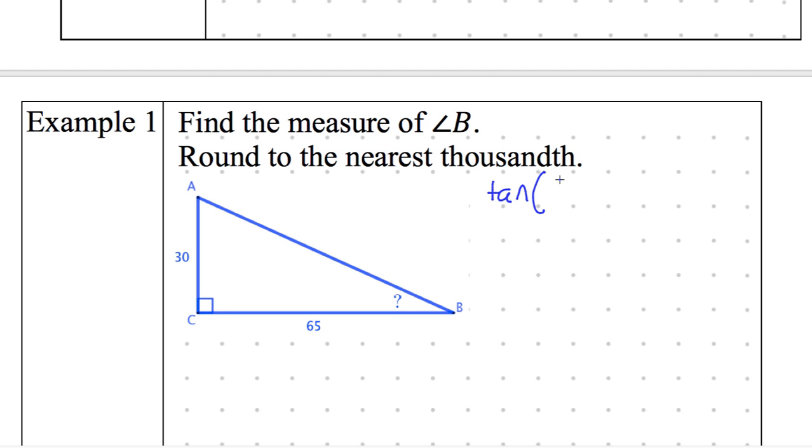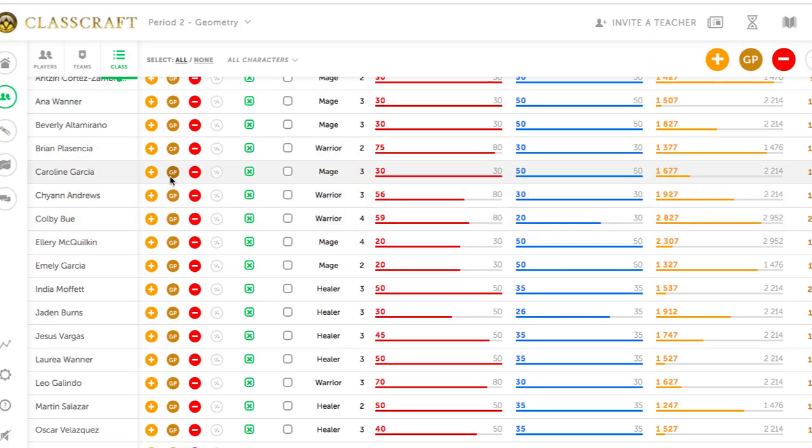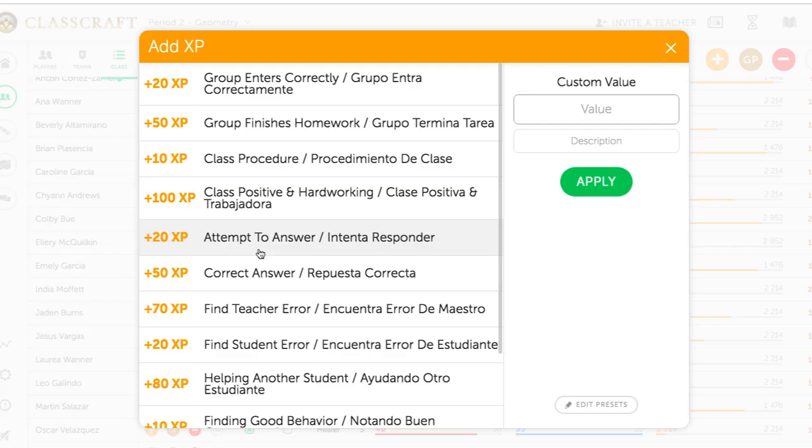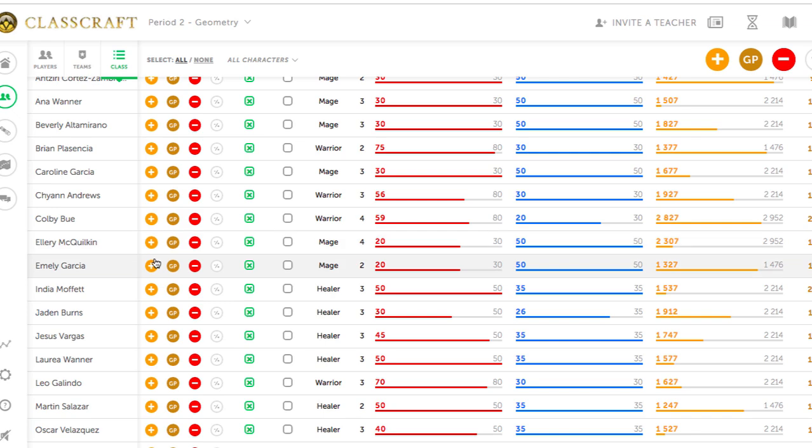Tangent of that unknown. I can put a question mark here if you want. I can put theta there. You can put x there. Whatever you want. I'm going to put theta because that's the general way that we say things. Tangent of theta is equal to, let's come back over here and give Lorea her XP. And then what is my fraction? Quiet raised hand. What is my fraction, India? 65 over 30? No, it's 30 over 65. That is indeed correct. So thank you, India.